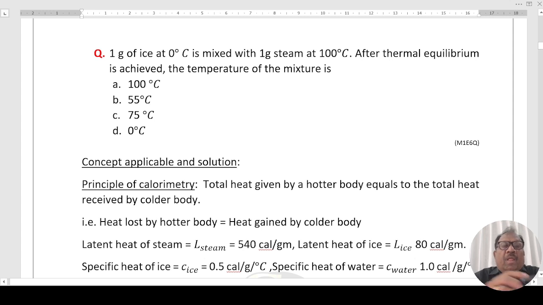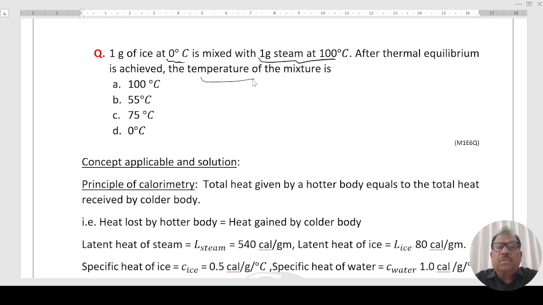The question is, 1 gram of ice at 0 degree centigrade is mixed with 1 gram of steam at 100 degree centigrade. After thermal equilibrium is achieved, the temperature of the mixture is? Four options are given to you. One of the options is correct.